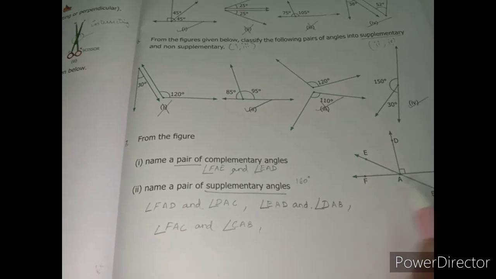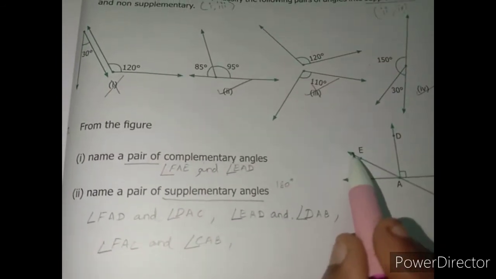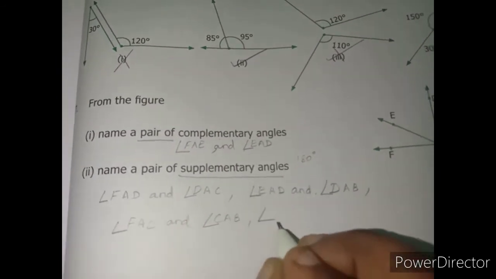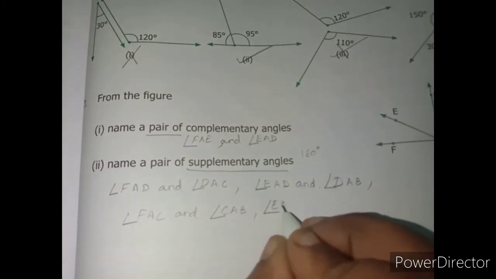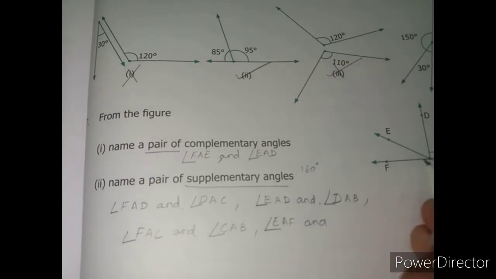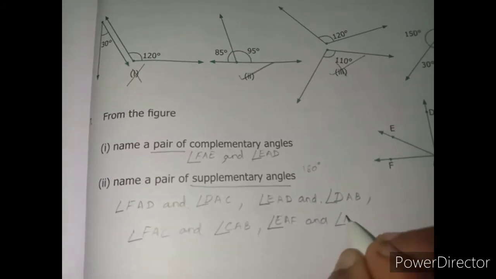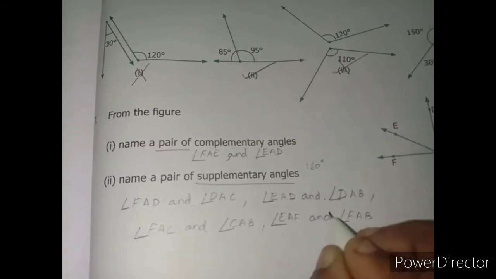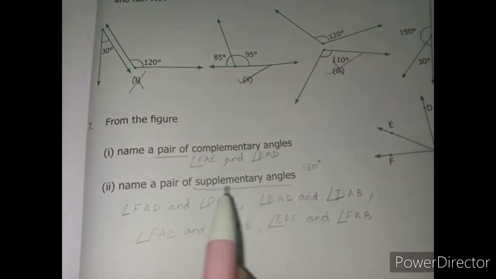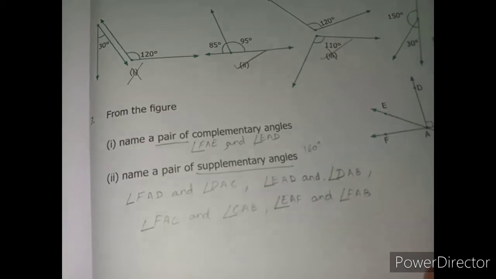See the next one. What can be done here? The next one is, see this side, angle EAF and FAB. So likewise we can find so many pairs of supplementary angles.